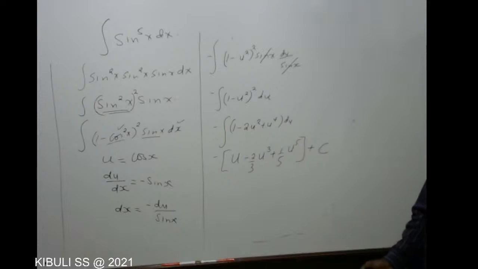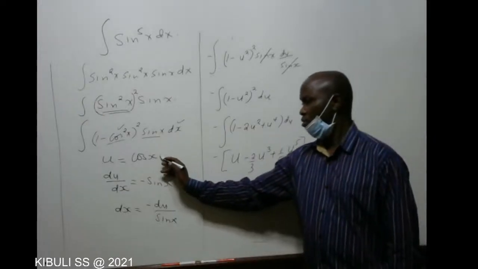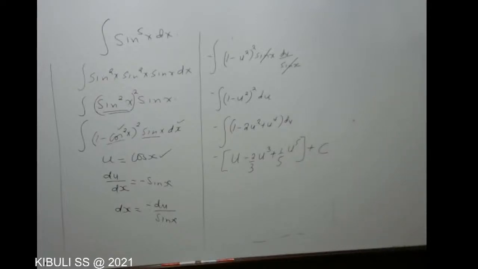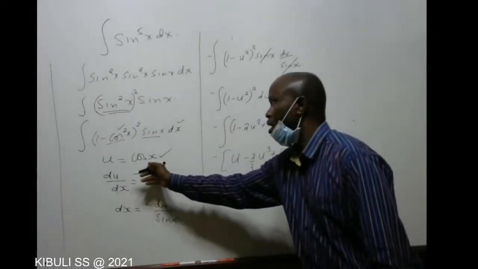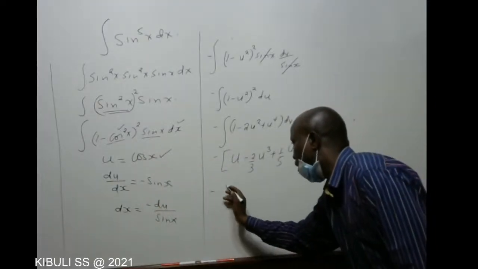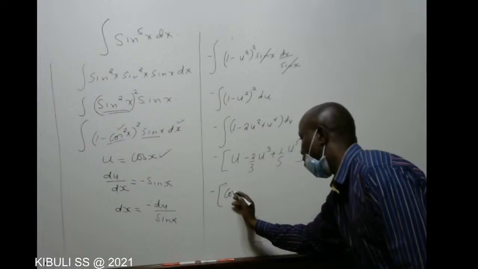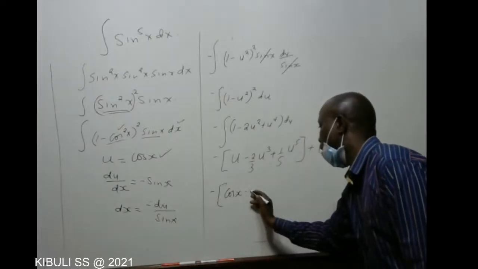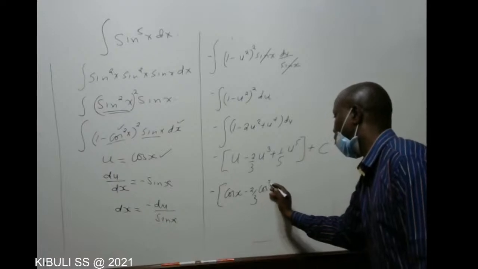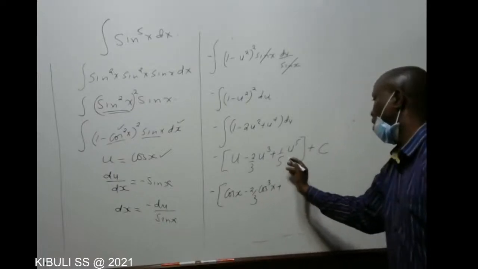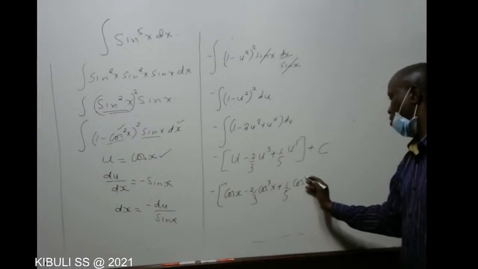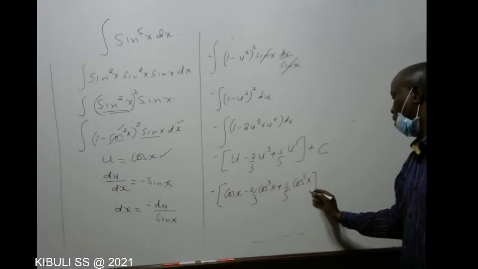Just recall what is your u. U is equal to cos x. Take it back at what? The configuration. So u is cos x and therefore this is negative cos x, my u, minus 2 over 3 cos power 3x minus 1 over 5 cos power 5x plus a constant.